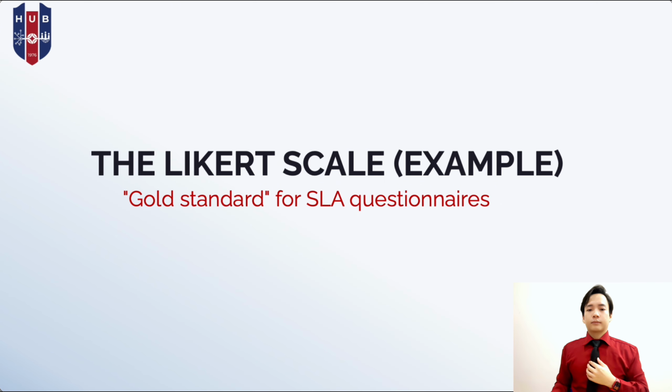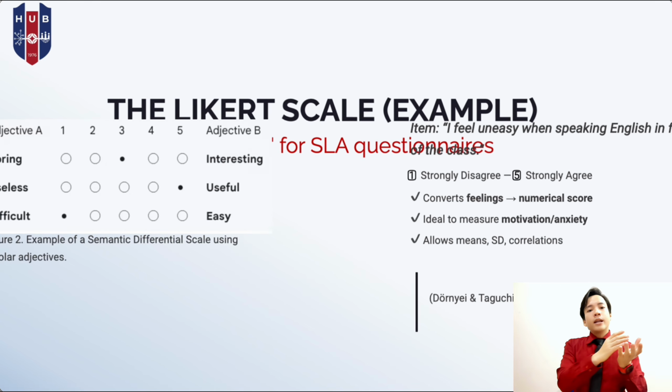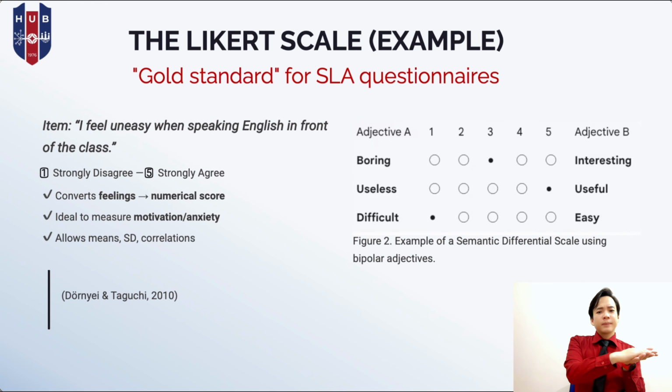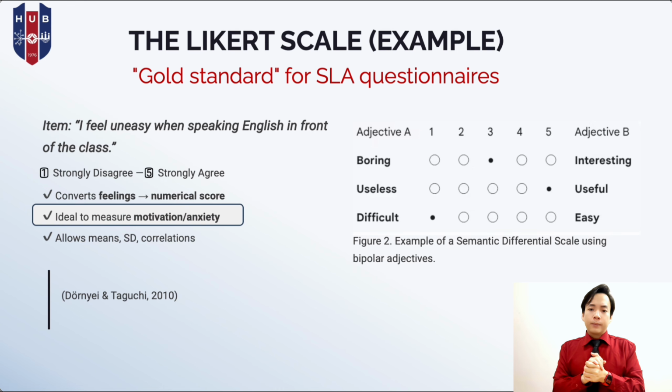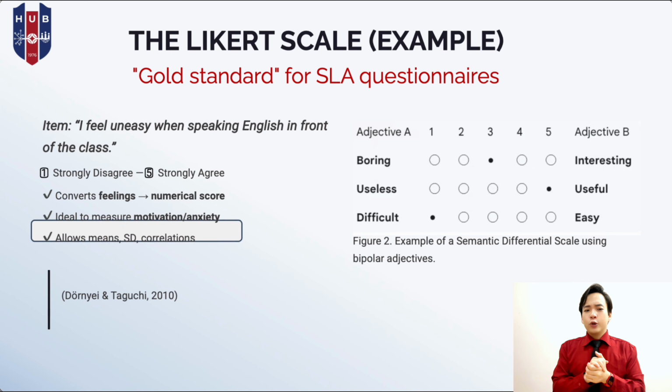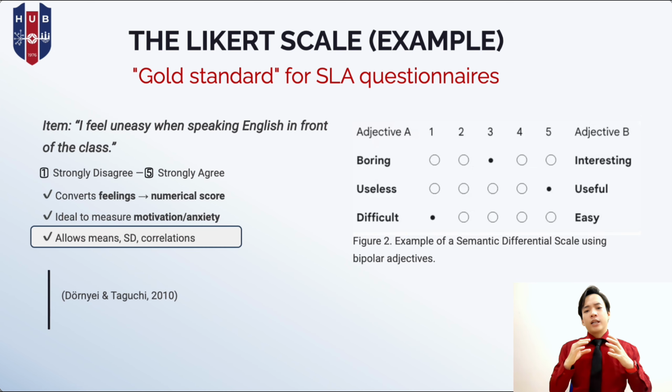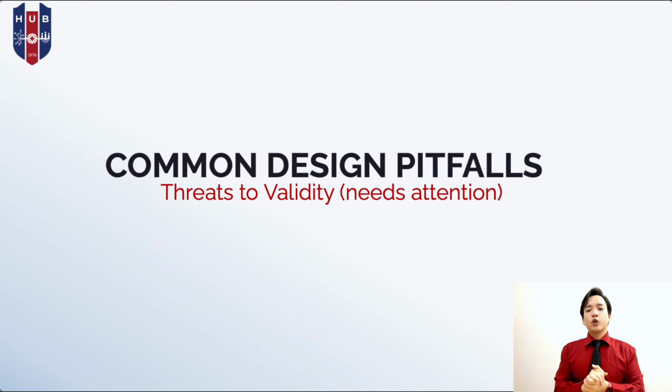Numbers, context. One of the most widely used tools in applied linguistics is the Likert scale. Rather than asking a yes-no question like, are you anxious? We present a statement and ask students to indicate their level of agreement on a scale, usually from 1 to 5. This allows us to turn a subjective emotion like speaking anxiety into a numerical value. When we collect enough responses, we can calculate averages and even run inferential statistics to look for correlations or group differences. So the Likert scale is extremely powerful in helping us understand psychological constructs that cannot be directly observed.